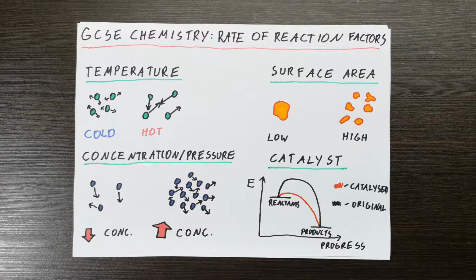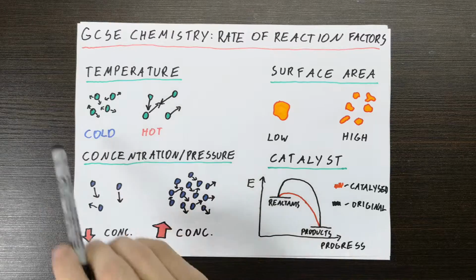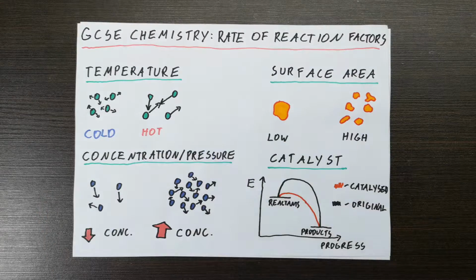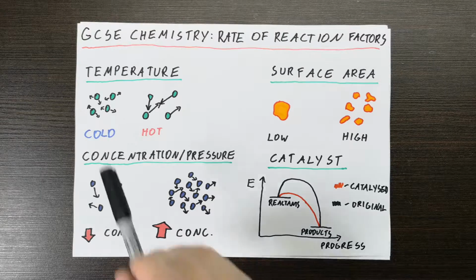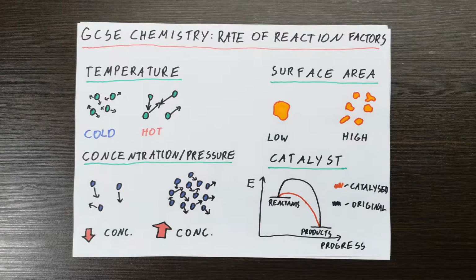So the first factor that affects rate of reaction is temperature. Particles move around in a solution or in a gas or even in a solid, and the energy that they carry is dependent on the temperature they have. If the particles are cold, they don't carry much kinetic energy. They don't move very fast. They don't move with much energy. So there aren't many successful collisions happening.